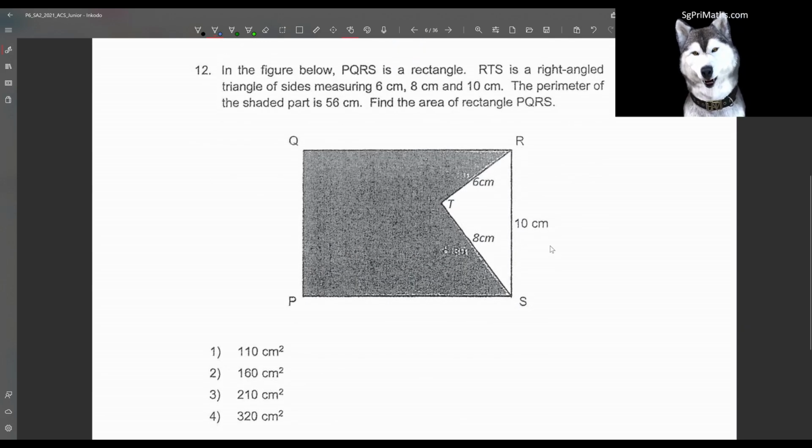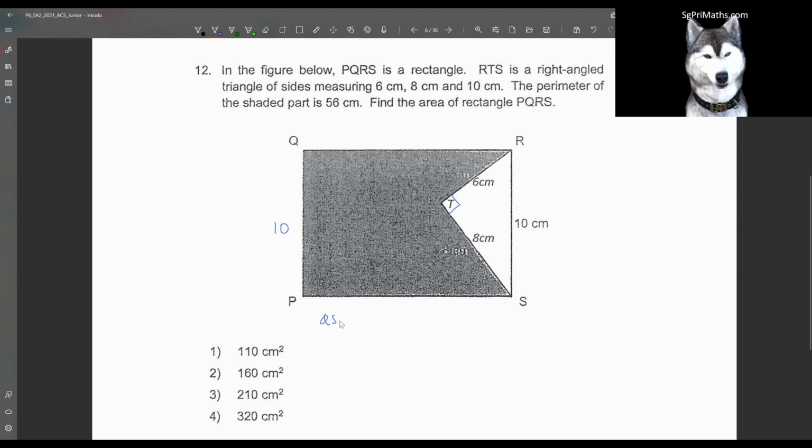In the figure below, PQRS is a rectangle. RTS is a right-angled triangle with sides measuring 6 cm, 8 cm, and 10 cm. The perimeter of the shaded part is 56 cm. Find the area of the rectangle PQRS. From the figure, we know QP equals 10 because QP equals RS, 10 cm. What we don't know is QR, which is also PS. But we do know the shaded perimeter, which is this, following the mouse, is 56. We know this, we know this, we know this, then we'll be able to find this and this.